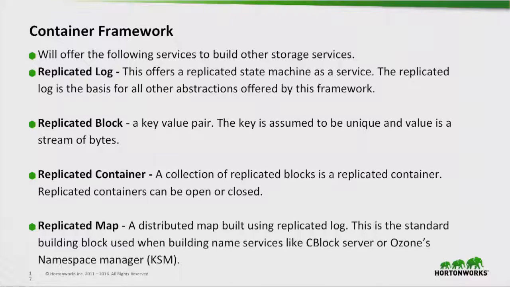And then the replicated container is another abstraction layer on top of the replicated blocks. It's a collection of replicated blocks, and they will be replicated when it is open, so we have the notion of open and closed containers, and my colleague Anu will go into more detail about these replicated containers. And the replicated map is a distributed hash map built on top of this replicated log, so that you can build name services easily, like the CBlock server, Ozone, and the KSM that is used by Ozone today.